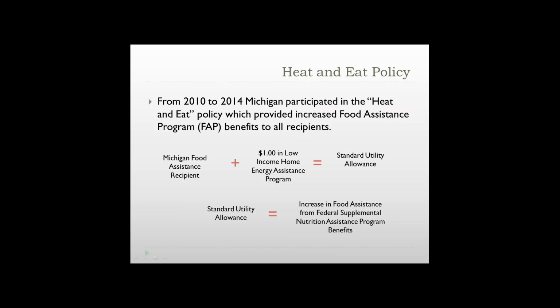which is also known as LIHEAP. So this $1 in LIHEAP funding actually triggered a standard utility allowance at the federal level. This standard utility allowance allowed the federal government to pair SNAP, Supplemental Nutrition Assistance Program benefits, with the state food assistance program benefits, providing increased support. So between 2010 and 2014, the average food assistance program participant received about $76.73 more each month in food assistance.